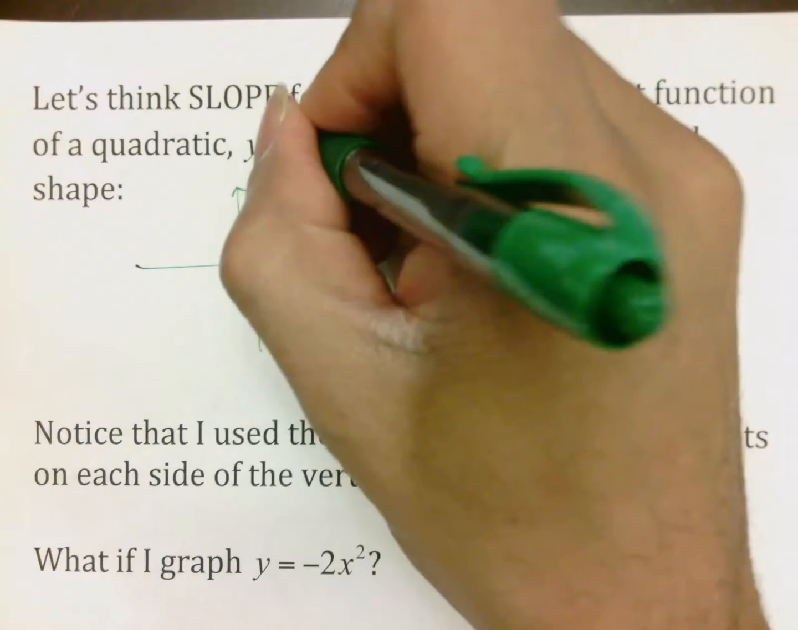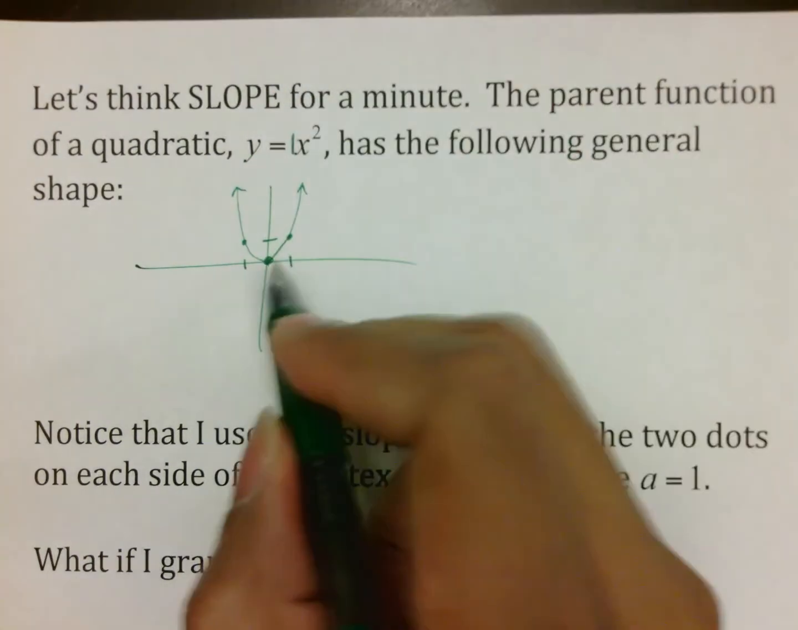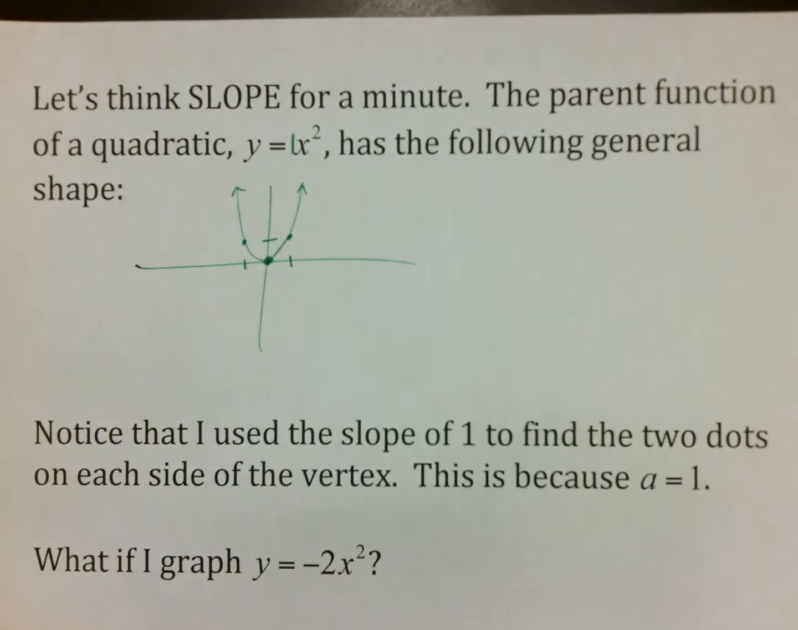By A equals 1, what I mean by that is there's an invisible 1 there, which is why you go up 1 over 1, up 1, back 1 for that.